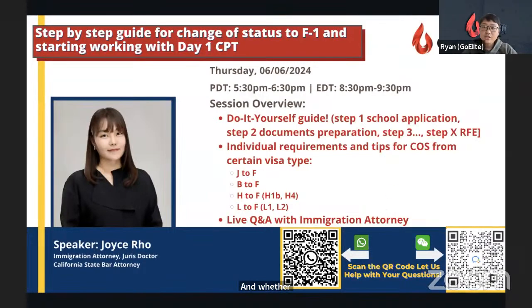For today's session, Joyce, our immigration attorney, is going to give you a guide of the steps that everybody is going to encounter when filing the I-539 form for the change of status. Then we're also going to talk about individual requirements and tips for change of status depending on your background. For example, you might be under a J, a B visa, H1B, H2, H4, I'm sorry, and maybe an L background. So we're going to talk about all of those categories.